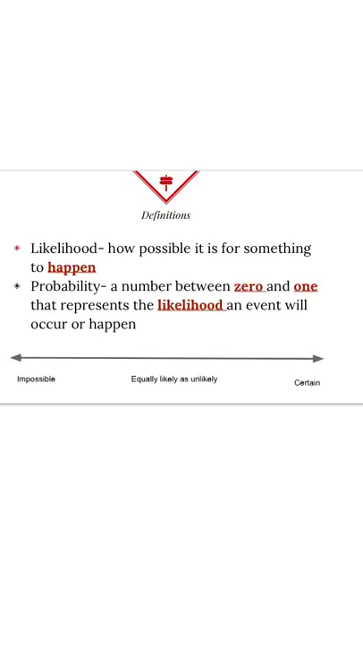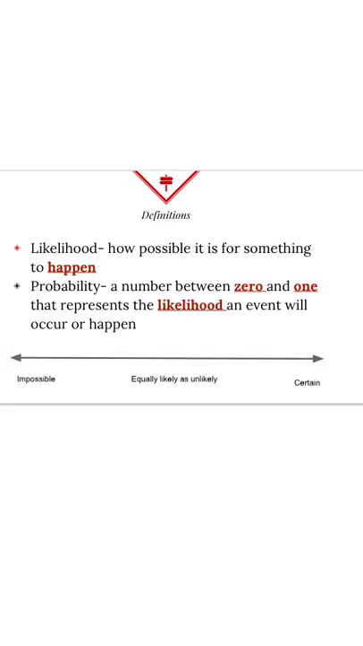Likelihood is defined as how possible it is for something to happen. Probability is defined as a number between 0 and 1 that represents the likelihood an event will occur or happen. So remember, you're only looking for numbers that could be fractions, decimals, anything between 0 and 1.